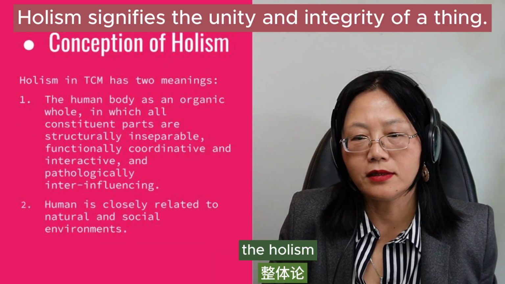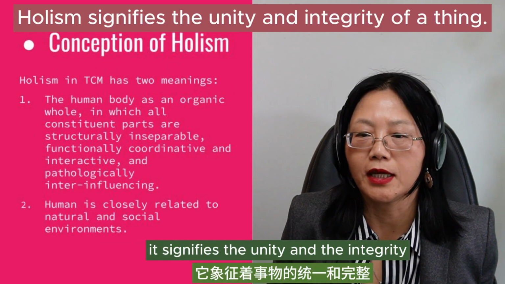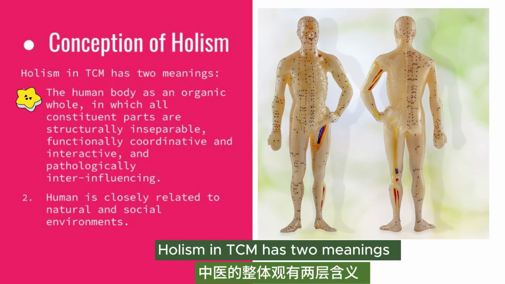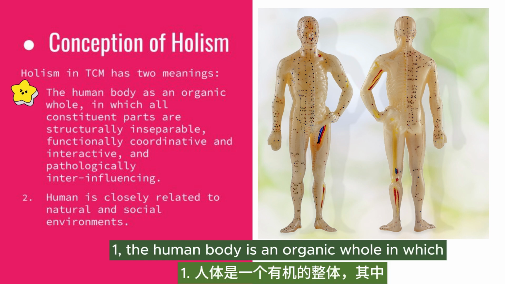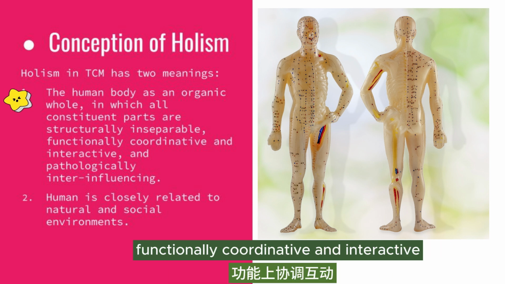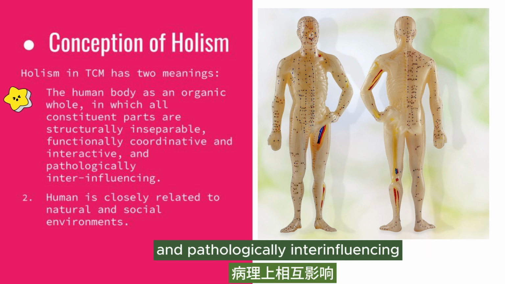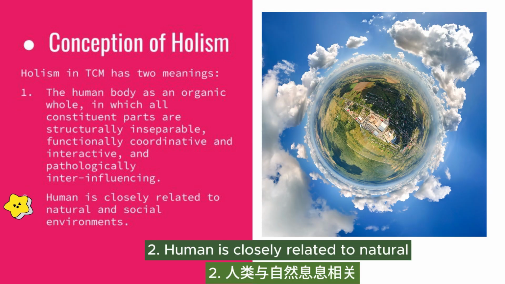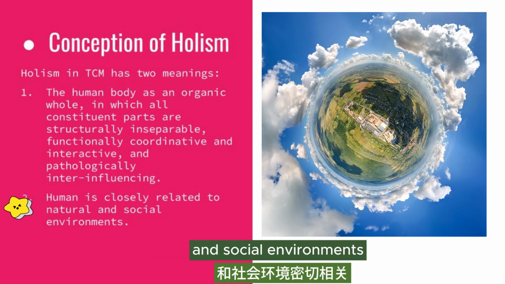Holism signifies the unity and the integrity of a thing. Holism in TCM has two meanings. 1. The human body as an organic whole, in which all constituent parts are structurally inseparable, functionally coordinative and interactive, and pathologically inter-influencing. 2. Human is closely related to natural and social environments.